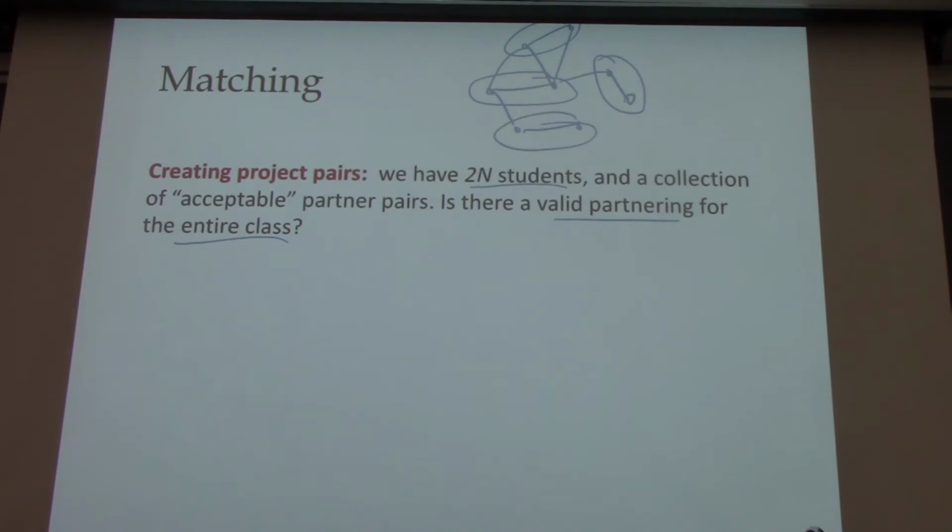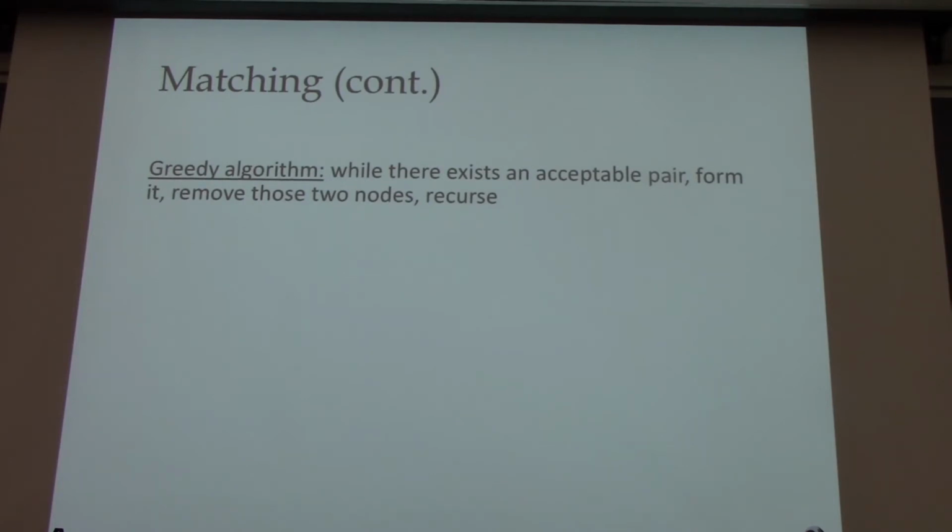So we have a collection of acceptable pairs and you have to pick a subset of them, and they should cover the entire class. That's another way of phrasing the same problem. This is called the matching problem, and it's a very well studied problem on graphs. The goal here is: is there a valid partnering for the entire class? So what would be a greedy algorithm for this?